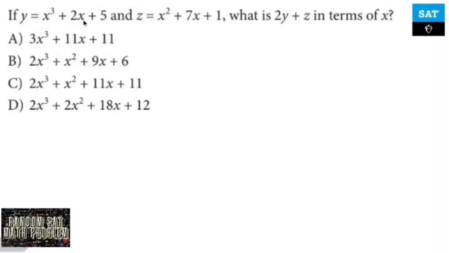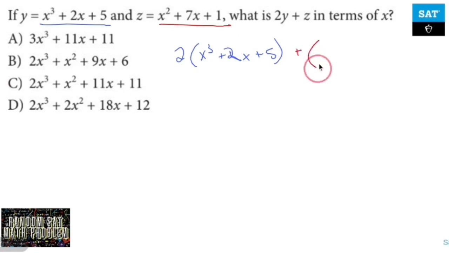Y is x cubed plus 2x plus 5. Z is x squared plus 7x plus 1. It's asking us to do a little substituting. So replace y with that guy. So y is going to become that guy. Replace z with this guy and do a little bit of substituting. So the first thing that I'm going to do is I'm going to replace that y with x cubed plus 2x plus 5. Okay, and I'm going to add just regular old z, so x squared plus 7x plus 1.